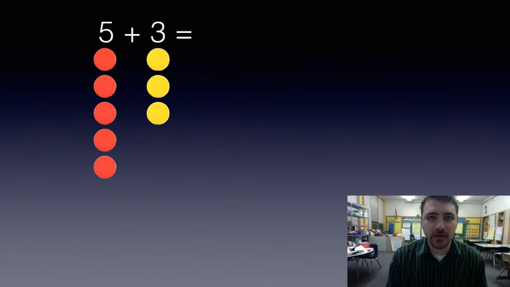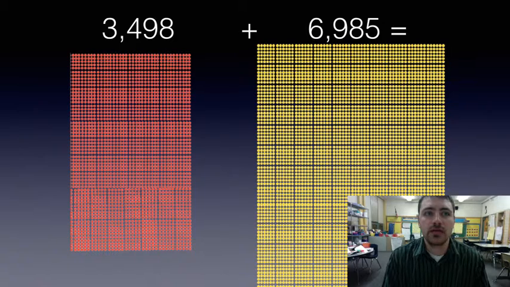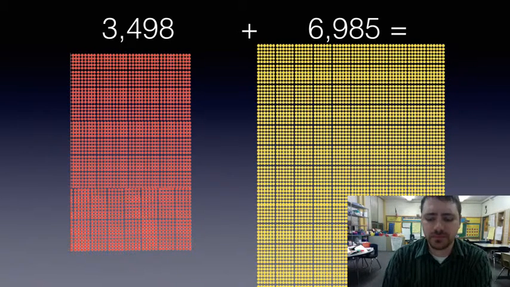Well, what happens though is you get into some harder numbers. What if I gave you this problem? 3,498 plus 6,985. Would you really want to have to count all those counters for each of those numbers? I know that I sure wouldn't. So one of the ways that we can do that is by adding together each value. Now we're not going to work on that skill today, but I wanted you to understand why we have to start working on this skill.